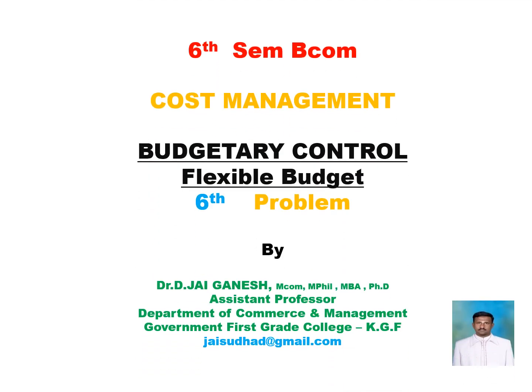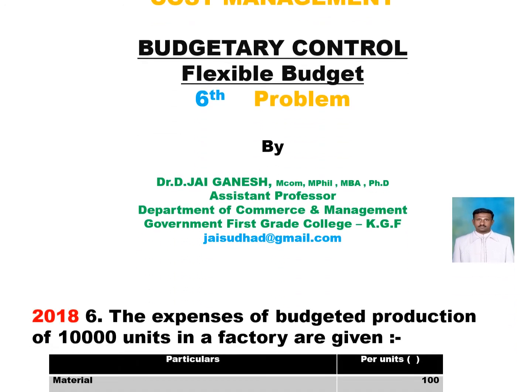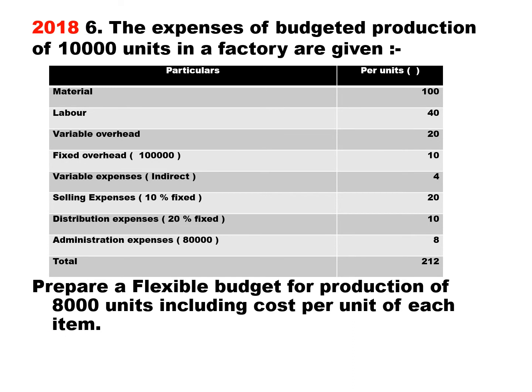Fine students, let us solve the sixth problem of 14 marks, flexible budget, 2018 question paper. The expenses of the budgeted production of 10,000 units in a factory are given below. So the information given in the question is based on 10,000 units.